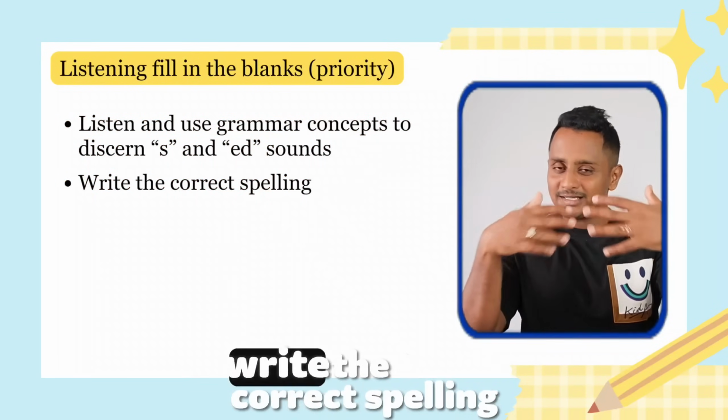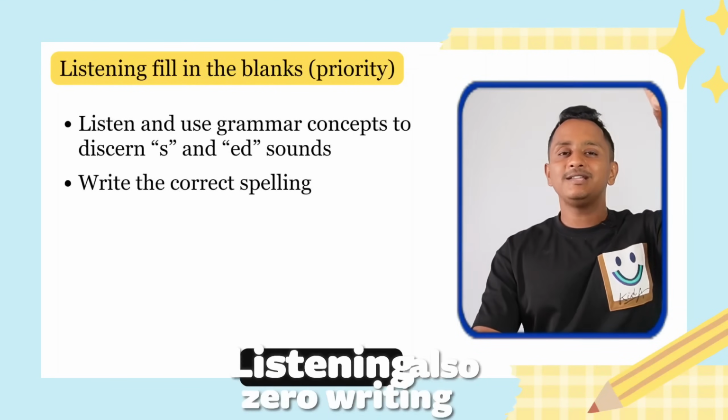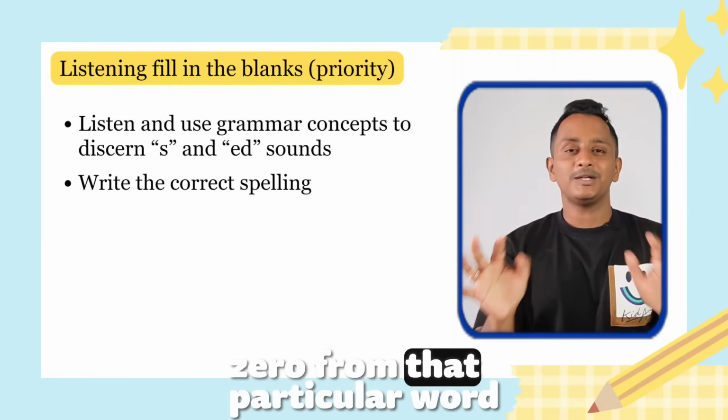Next cheat code is make sure to write the correct spelling here. Let's say you got the correct word, but you wrote the wrong spelling. Listening also 0, writing also 0 from that particular word.